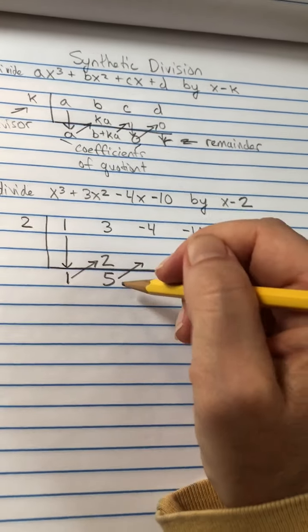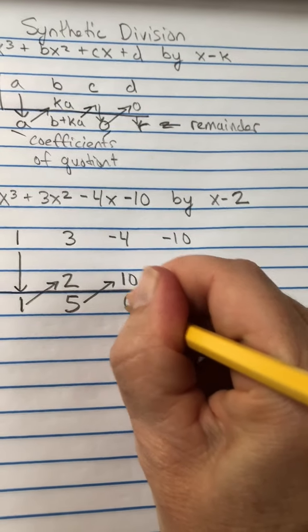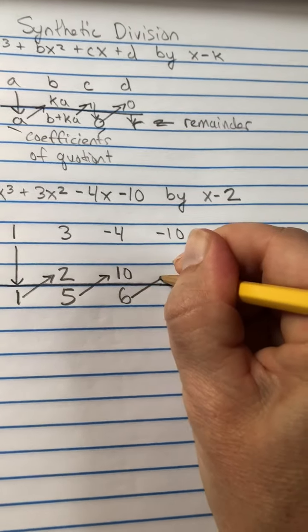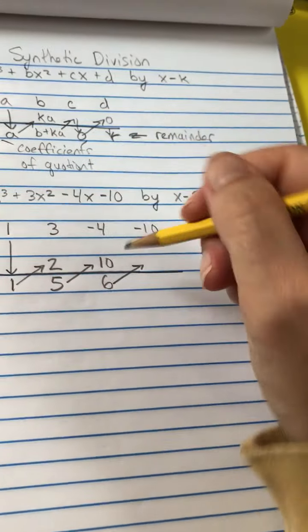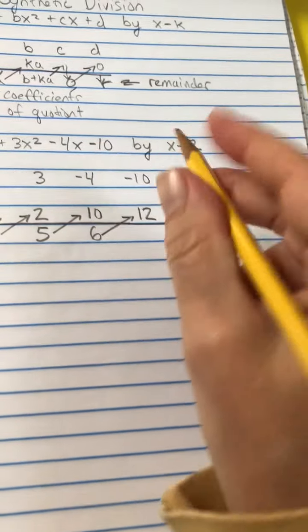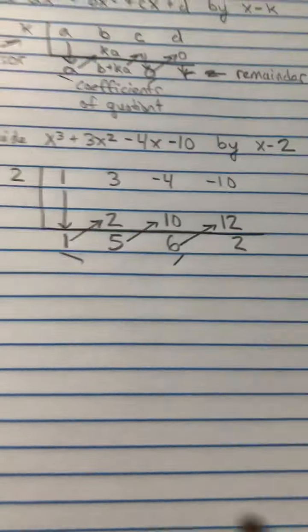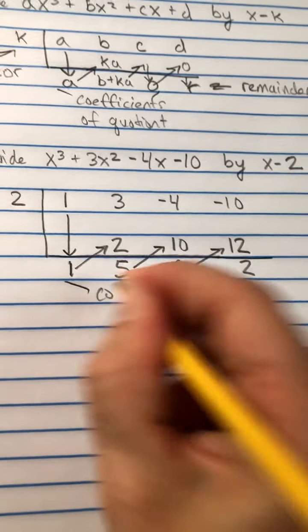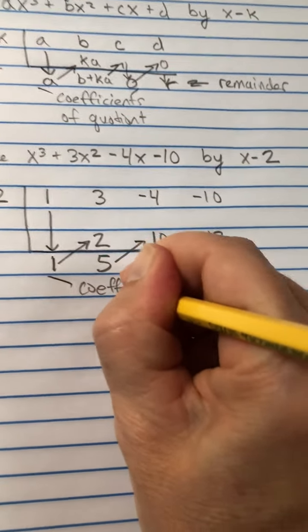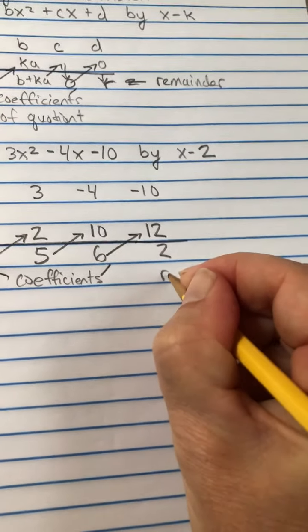Multiply the 5 by 2. 2 times 5 is 10. Add these together. Negative 4 plus 10 is 6. Multiply 2 times 6, you'll get 12. Add them together and you'll get 2 for your remainder. These are going to be your coefficients of the quotient. A lot of people like this much better than long division. And this is your remainder.